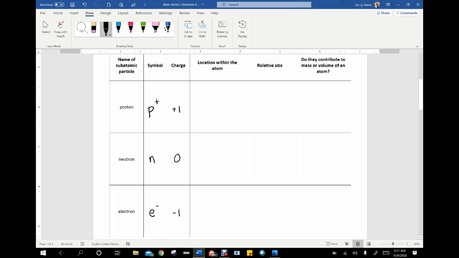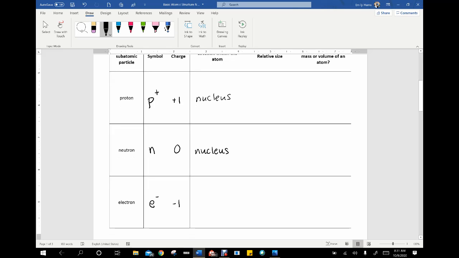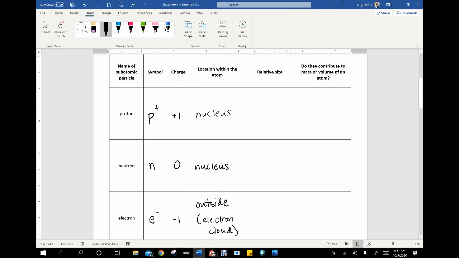We already talked about where these are located within the atom. Both the proton and the neutron are located within the nucleus, while the electron is located around the outside of the atom in what we're going to call, for now, the electron cloud. That's a good general term to stick with. Now, in terms of relative size or relative mass, the proton and neutron are about the same, and they have a mass of about 1 AMU, which stands for atomic mass unit.